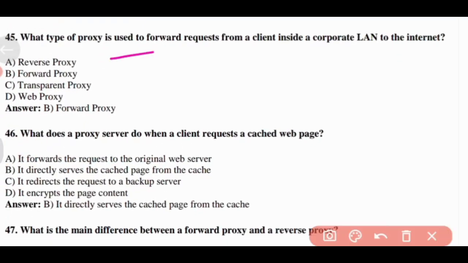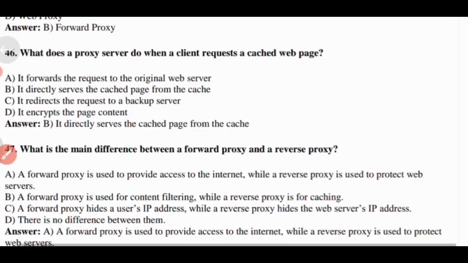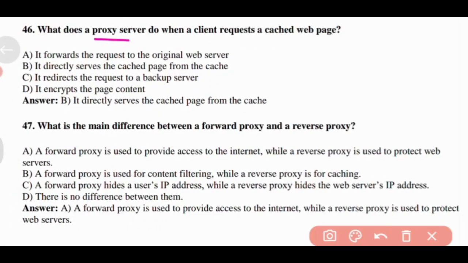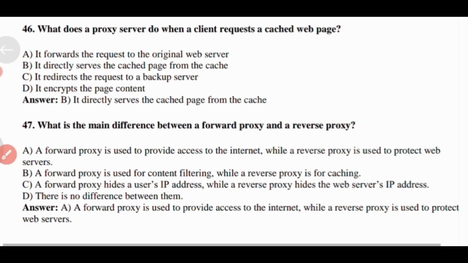What type of proxy is used to forward requests from a client inside a corporate LAN to the internet? Option B. Forward proxy. What does a proxy server do when a client requests a cached web page? Option B. It directly serves the cached page from the cache.